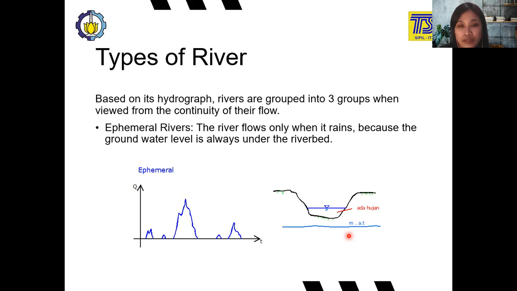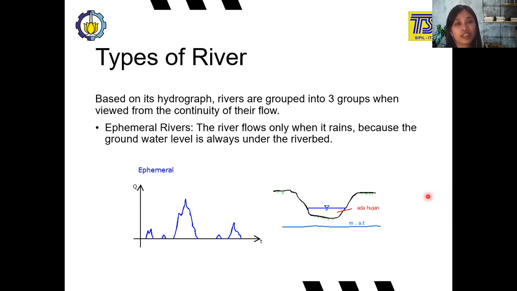Regarding the rating curve, it is strongly connected with the types of the river. So different types of river can have different rating curves because it depends on the types of the river and the amount of the water flowing into the river. But based on the hydrograph, rivers are grouped into 3 groups, viewed from the continuity of their flow. The first group of the river is the ephemeral river.